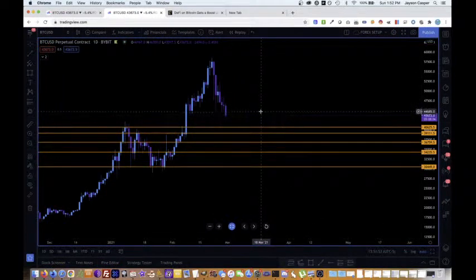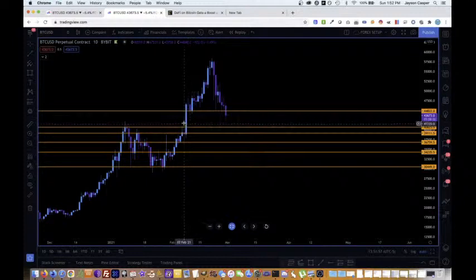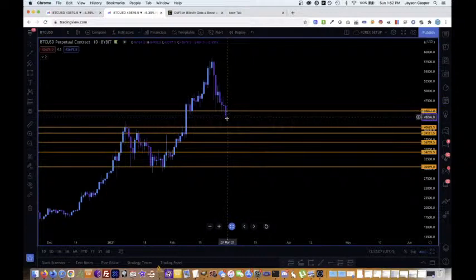Now, take a look at something that's missing right here. We have this level of support because we bounced off it 1, 2, 3 days in a row. We bounced off of it one day here, one day here, one day here. We broke through it today. There is no other sticking point. There is no other place for price to stop right now other than this $40,000 to $42,000 level.